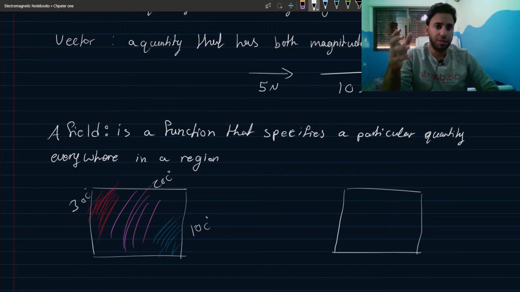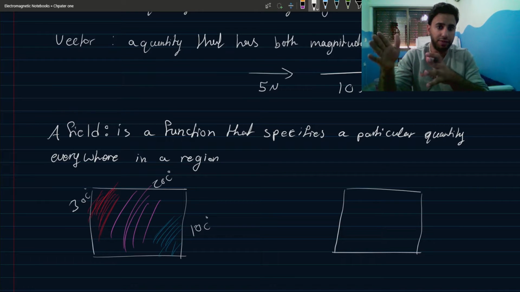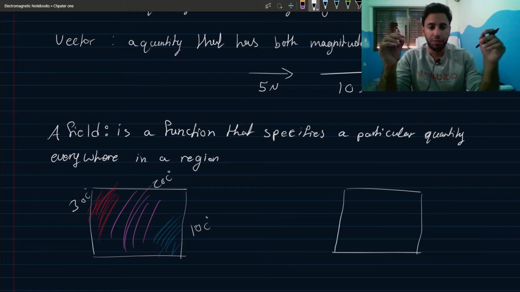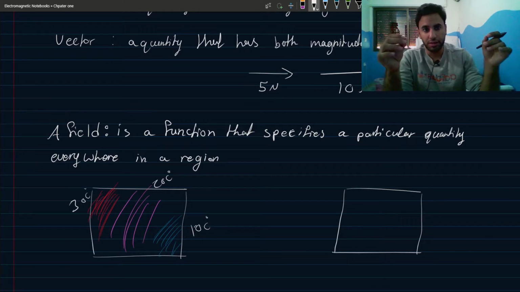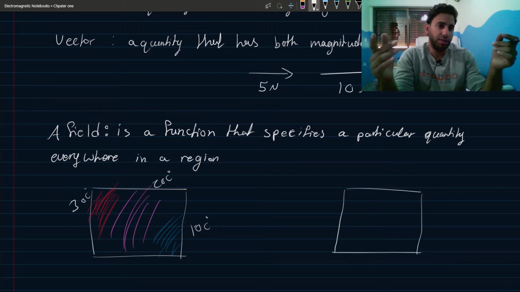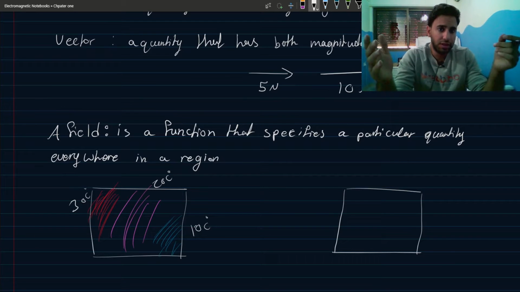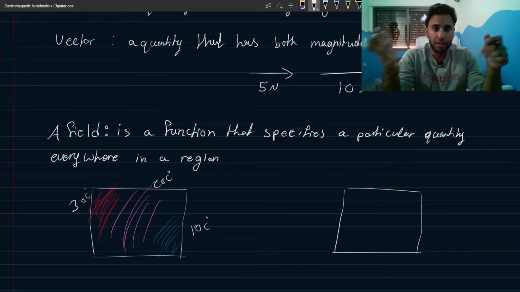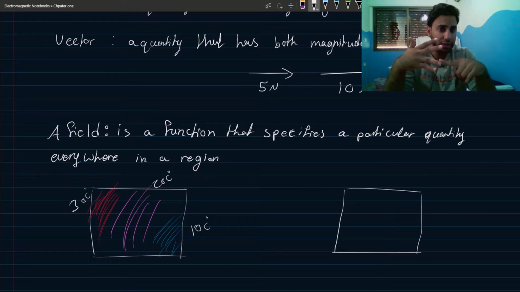Now, temperature by itself is scalar. So when there's a field that represents temperature, it's a scalar field. But if you want to put a vector field, we need to represent a vector quantity. For example, velocity. We know that the velocity is a vector. It has the speed and the direction of that speed.